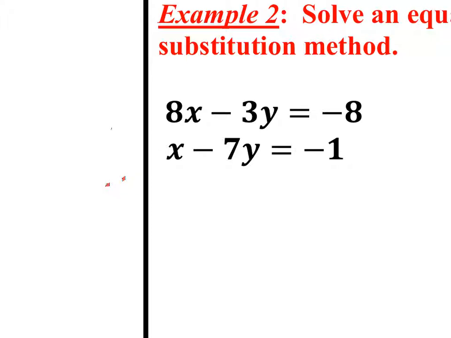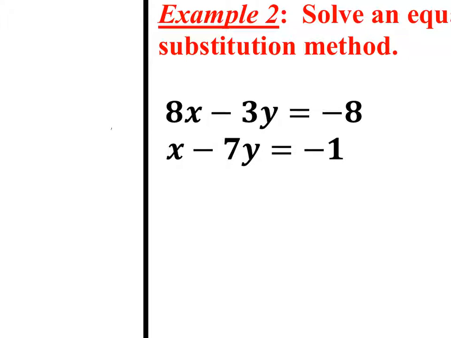So we are going to solve equation 2, but if I'm solving x minus 7y is equal to negative 1, should I solve for x or should I solve for y? It doesn't matter, but there's probably a better choice. Okay, let's just solve for y and see what happens.